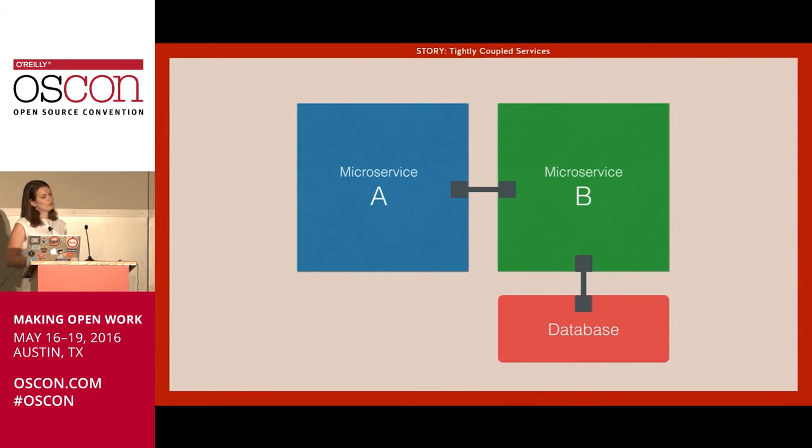So say you have 2 services. You have service A and service B, and service B has a database. And service A is responsible for presenting those objects from the database. So it has to always talk to service B to get those objects out of the database. So they're very tightly coupled. A has to talk to B to get the information out of the database.